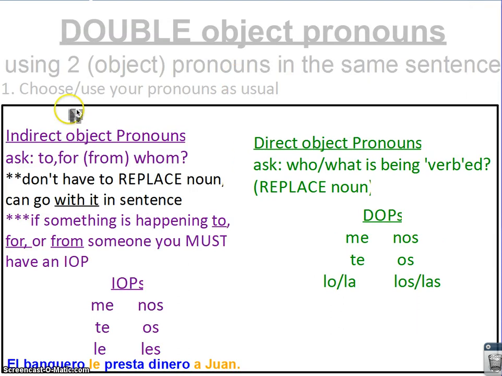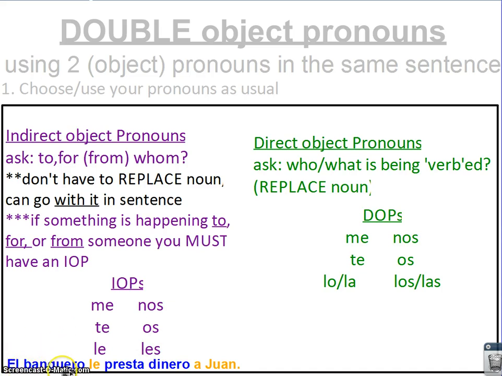You might end up with an indirect object pronoun with a direct object pronoun. Ask to, for, from whom to find your indirect objects. And as stated in that previous review video, one thing that's very special about indirect object pronouns, and people always forget, and you don't want to be one of them, is they do not have to replace the noun. They can go with it in a sentence. If something is being done to, for, or sometimes from someone, you absolutely must have an IOP. Me, te, le, nos, os, les are your choices.